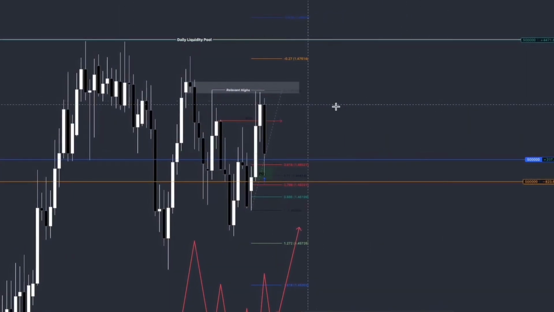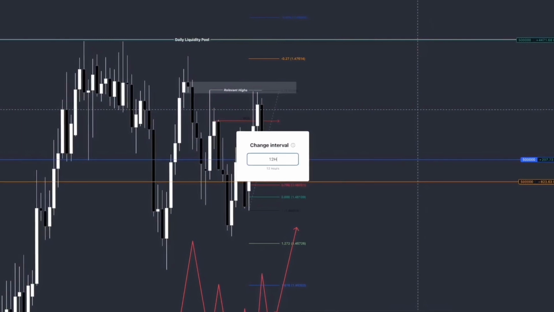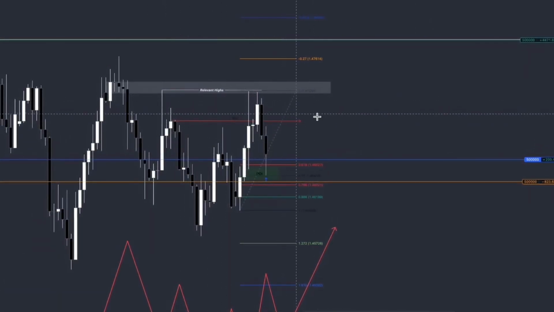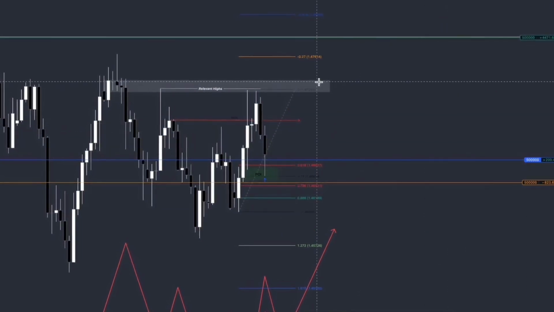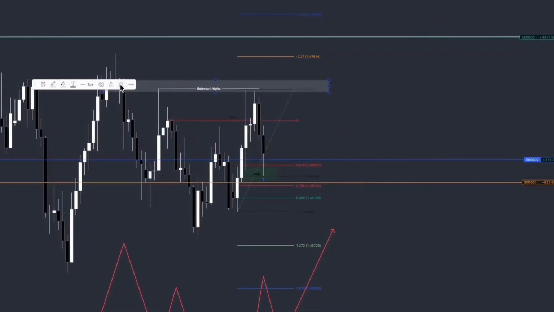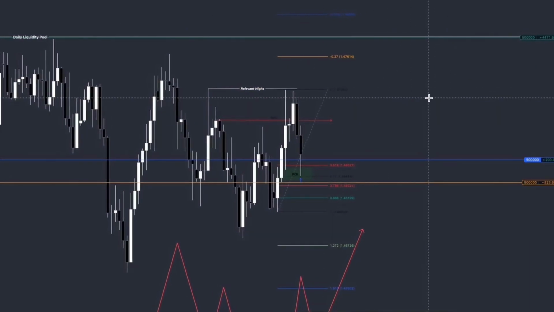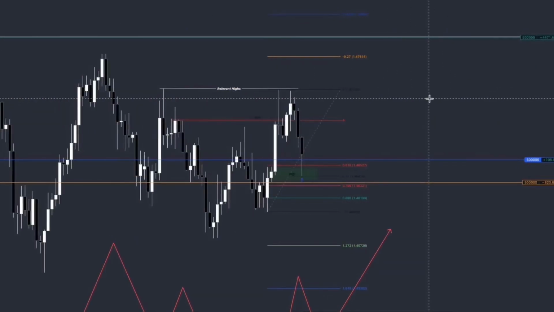And the reason for that is, if we drop to our 12-hour, obviously we have this breaker structure right here on the 12-hour, and we have these relevant highs as well. I didn't delete this yet, so I'm gonna go ahead and delete this, that way it's cleaner. All right, so now if I drop to my 8-hour, guys, right?